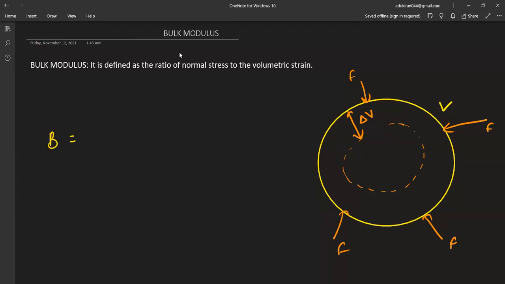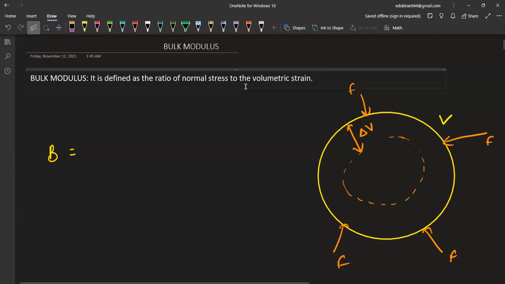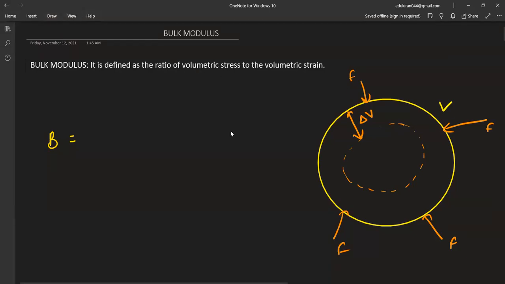Bulk modulus is basically normal stress, or you can say not normal stress. This will be volumic stress. Volumic stress we had seen, no? This will be not normal stress. This is actually volumetric stress. So this is volumetric stress to volumetric strain.